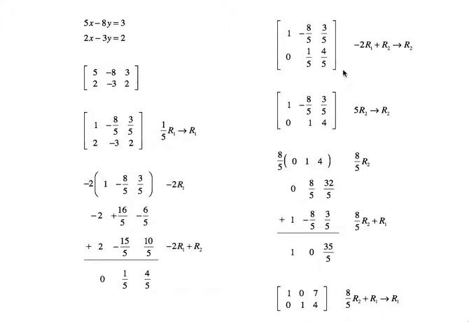Now the next step is to get a 1 in the middle entry of the second row. And so to turn 1/5 into 1, I multiply it by 5. And that's the notation for that right here: 5 times row 2, and that will become my new row 2. 5 times 1/5 is 1. 5 times 4/5 is 4. And so now I'm back to integer entries in my second row.